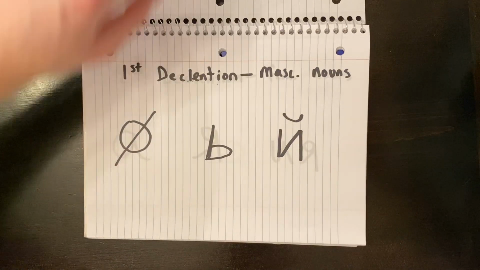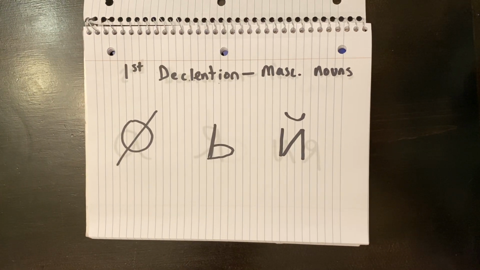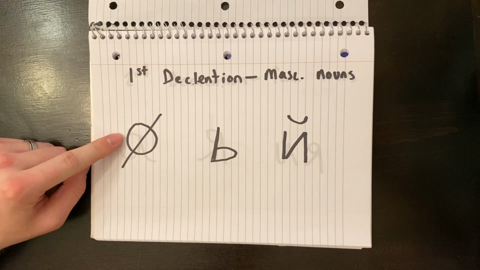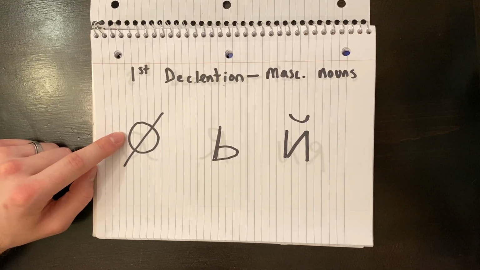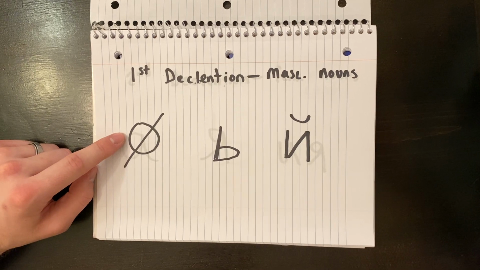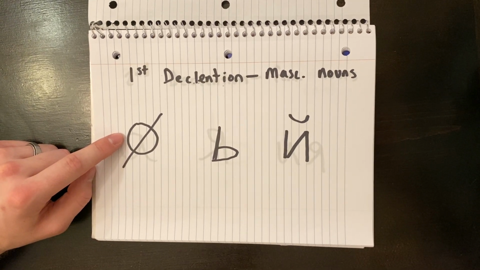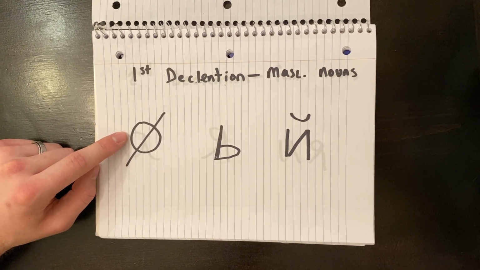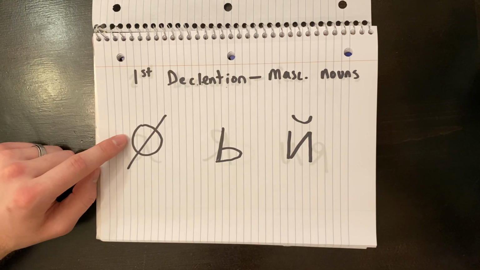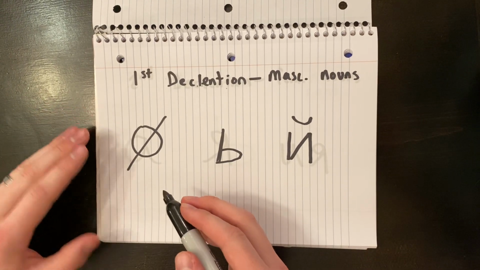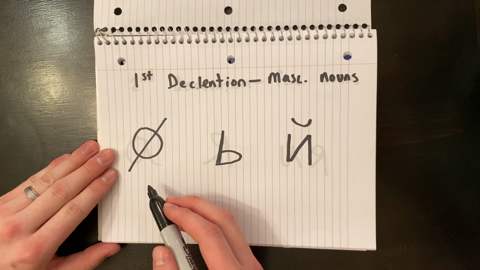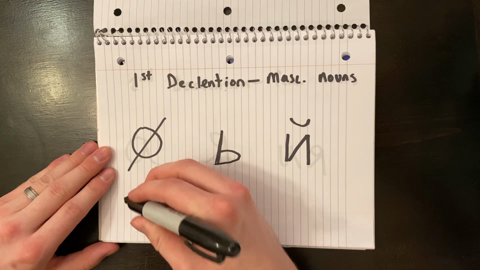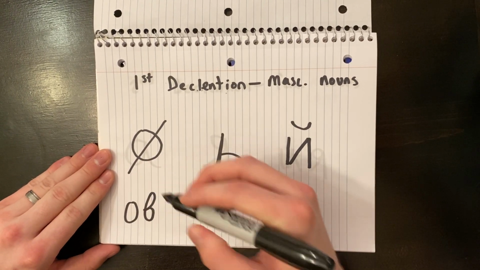So the first declension is masculine nouns, and there's 3 different endings to masculine nouns. There can be a nulovoje окончание, which is an ending in which there is no vowel. It basically just ends on a consonant. The vast majority of masculine nouns end in that manner. The ending of this particular type of noun in the genitive plural is always ov.